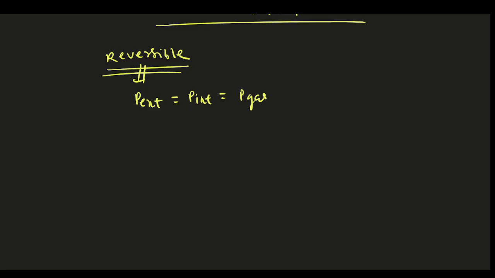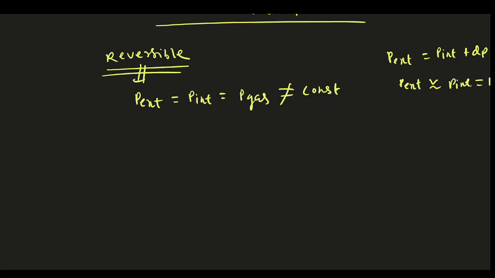So what is it for reversible? Reversible means P external equals P internal equals P gas, which is not constant. We have already discussed that for reversible processes, P external is equal to P internal plus delta P, and this value is very small. So we assume that P external is nearly equal to P internal, and P internal is equal to P gas.